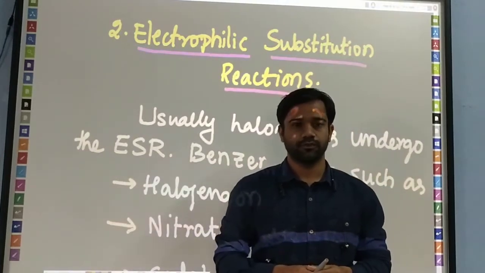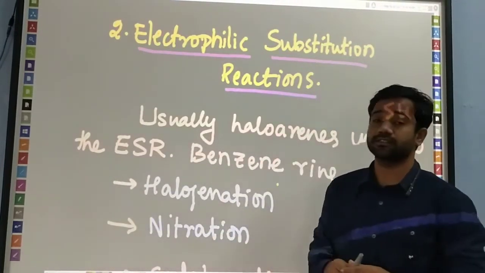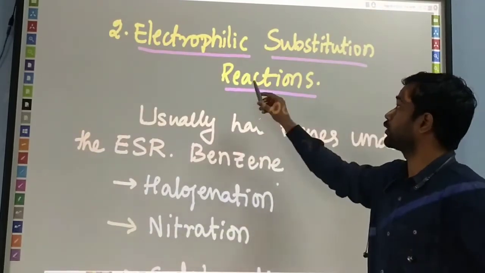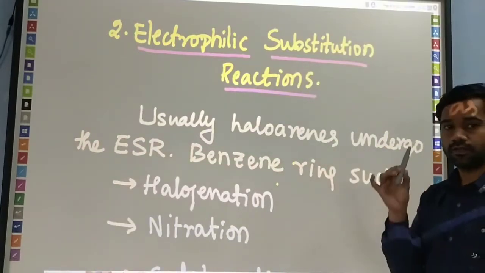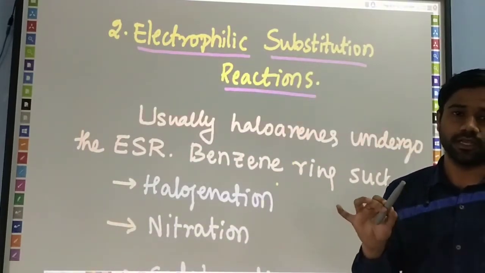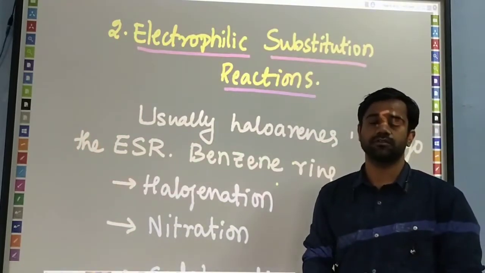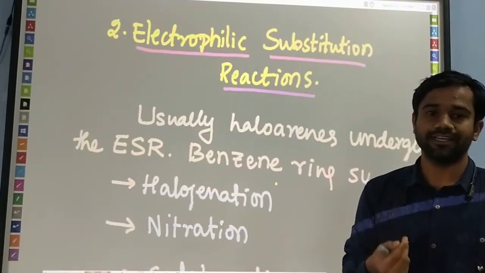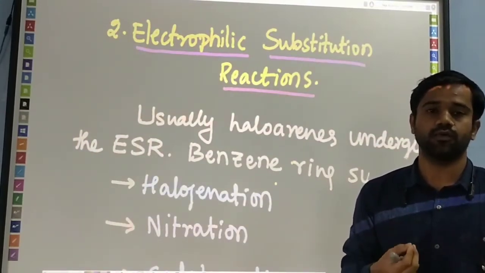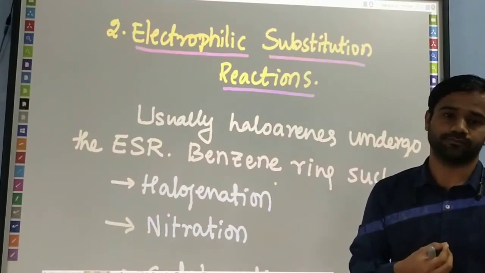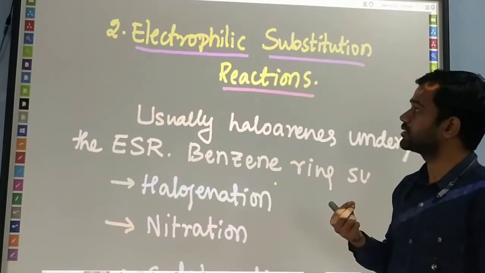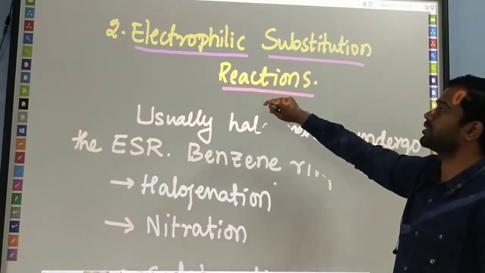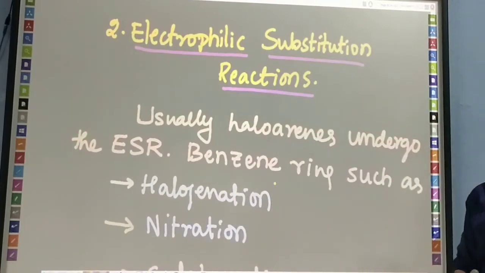In today's class, we are going to discuss the next chemical reaction of the halogens, known as the electrophilic substitution reaction for the halogens. In our previous class, we studied the nucleophilic substitution reactions for halogens and why the halogens do not undergo the proper reaction. Let's discuss the second type of reaction for halogens. It is known as the electrophilic substitution reaction.